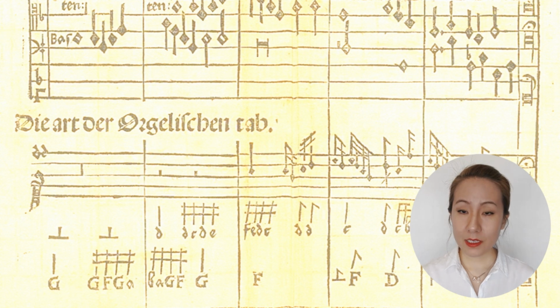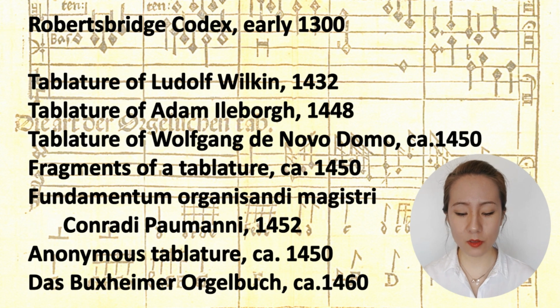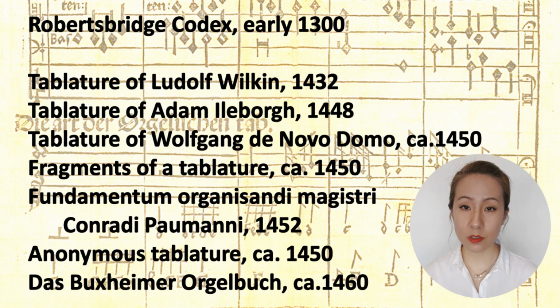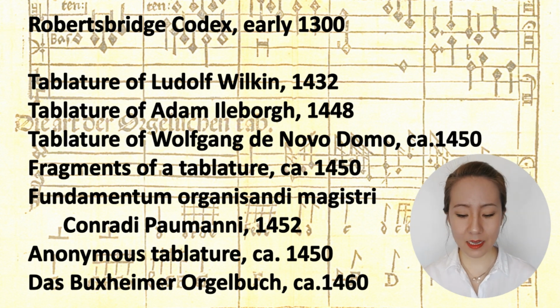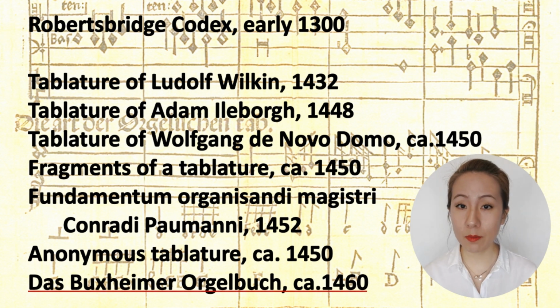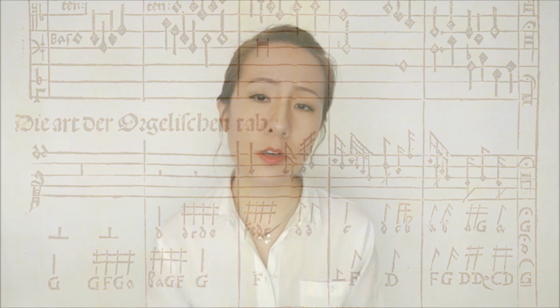And then after this there is no subsequent keyboard notation to be found until the 15th century. So there's sort of this century blank. As you can see on this list, these 15th century sources are all in tablature form, with the last one on the list, Das Buchsheimer Orgelbuch, being perhaps the most representative of keyboard notation from the 15th century. We don't know for certain why we have this blank of a century. What happened? Was nothing written, or is nothing surviving?